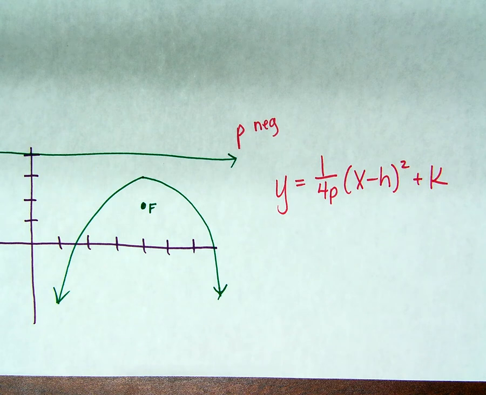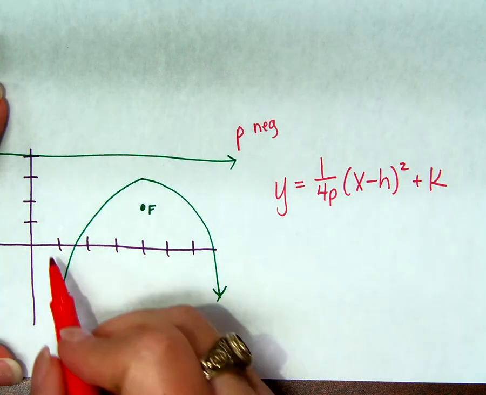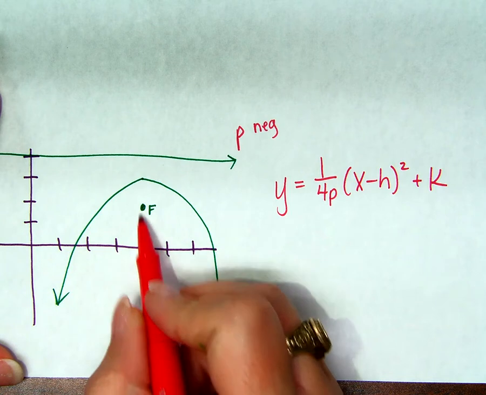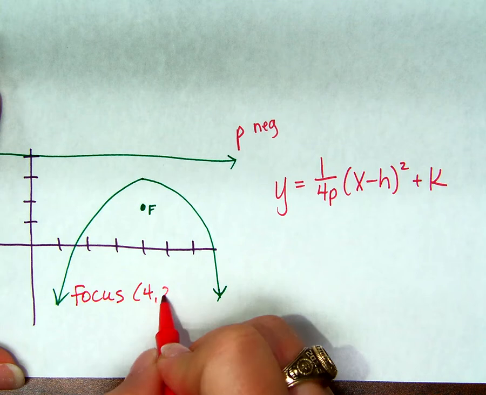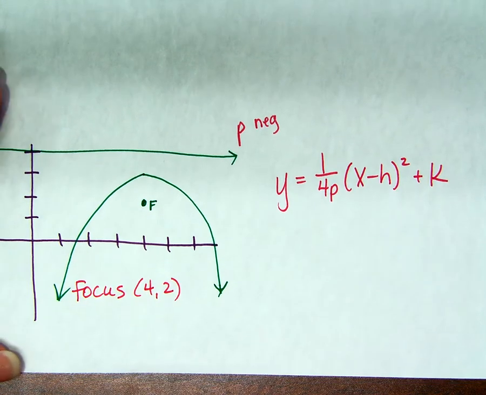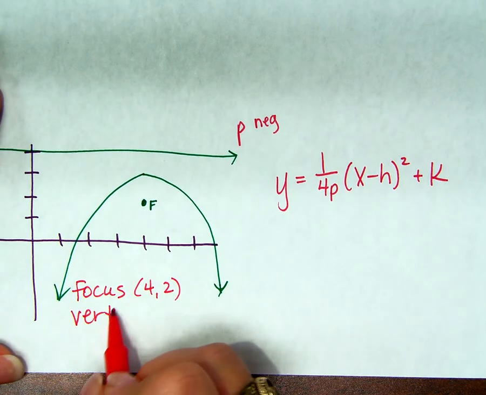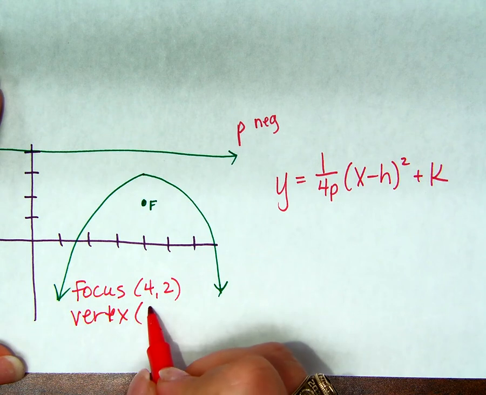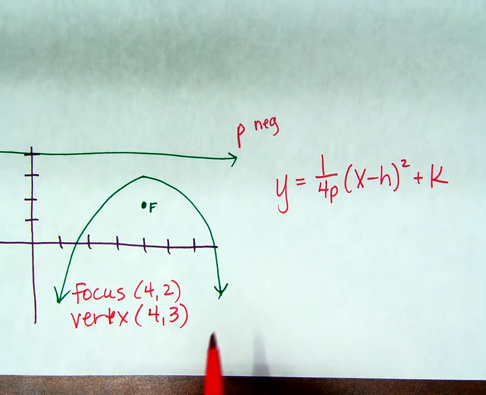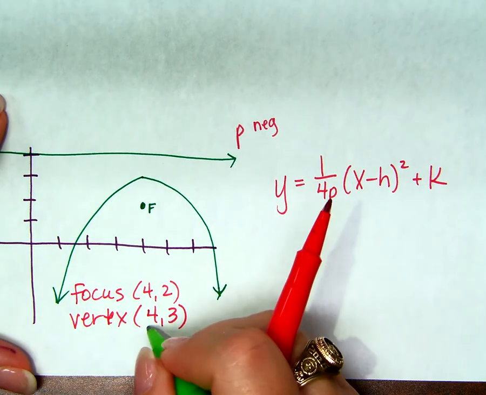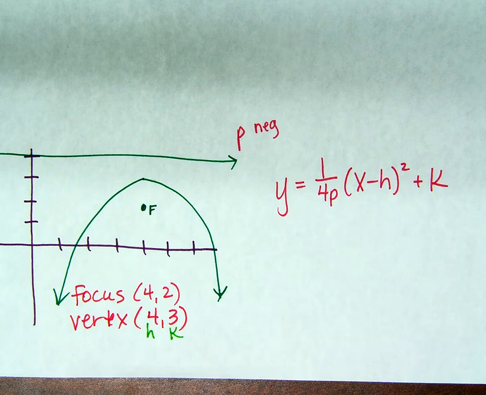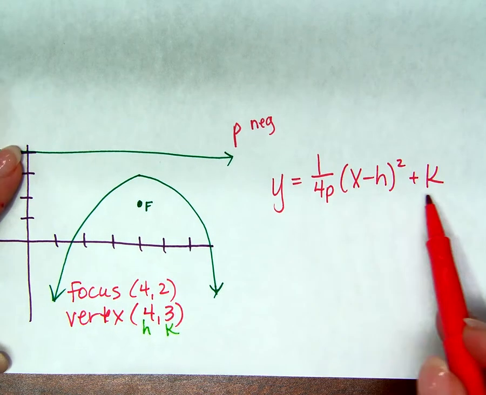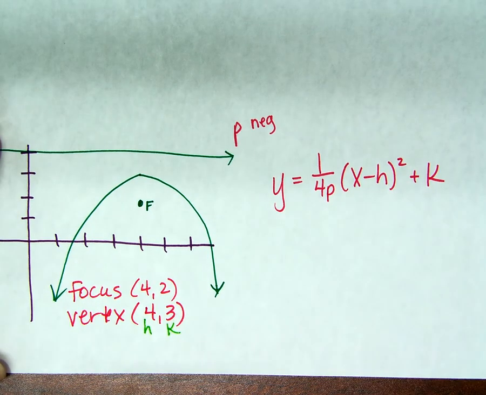All right. Do I know anything? We know where the focus is. Where's the focus? 1, 2, 3, 4, 1, 2. The focus is at (4, 2). Do I know anything else? I know the vertex. Where is it? (4, 3). And if I know the vertex, what else do I know? h and k. In order to be able to complete this formula, what else do I need? p. Do I know it?